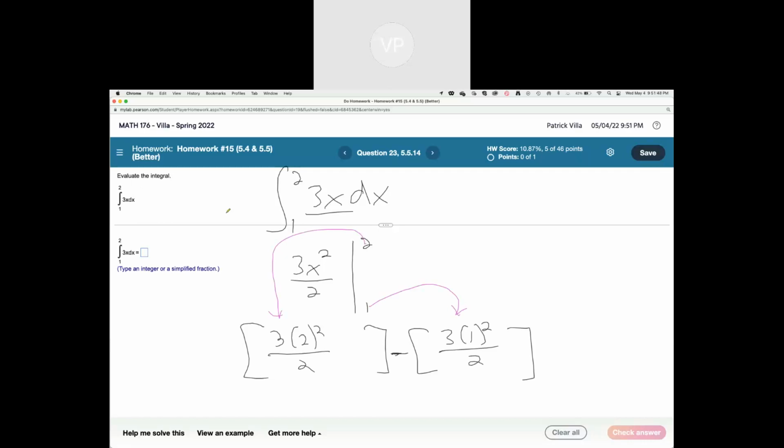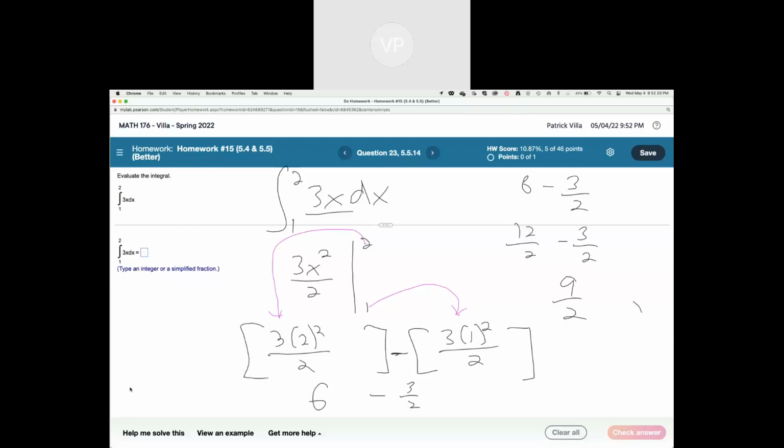In this first bracket, 2 squared is 4, 4 times 3 is 12, 12 divided by 2, we get a 6. In the second one, we get 3 times 1 squared, which is 3 times 1 over that, we get 3 halves. And now you just have to be able to do your fractions. We get 12 over 2, common denominator, minus 3 over 2. There's your 9 halves. And notice again, they want an integer or a simplified fraction. When they say that, that means don't give me 4.5.